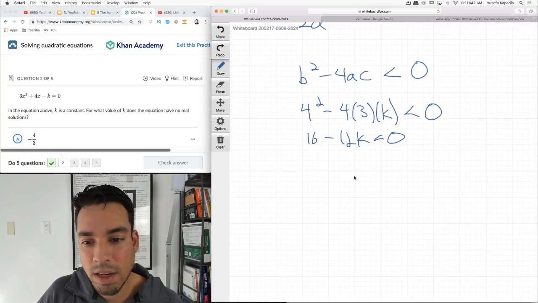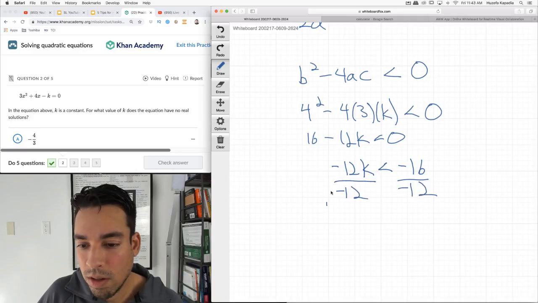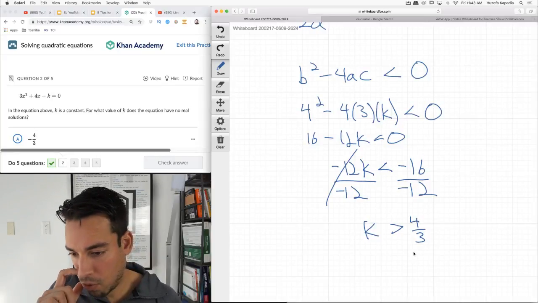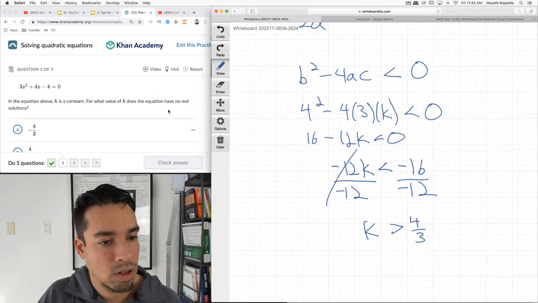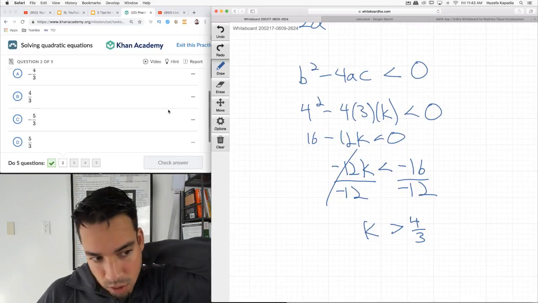Now let's isolate k. Negative 12k is less than negative 16. Divide by negative 12, divide by negative 12. Flip the inequality. K is greater than 4/3. So whenever k is bigger than 4/3, we're going to have no solution. So negative 4/3 is going to be okay. Positive 4/3 actually should be okay because it's got to be bigger than 4/3.